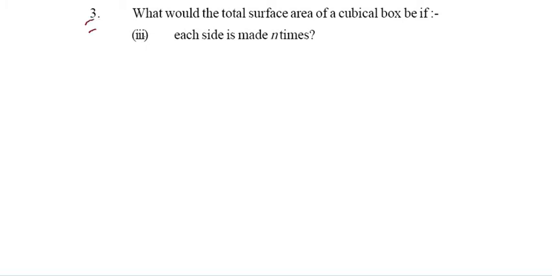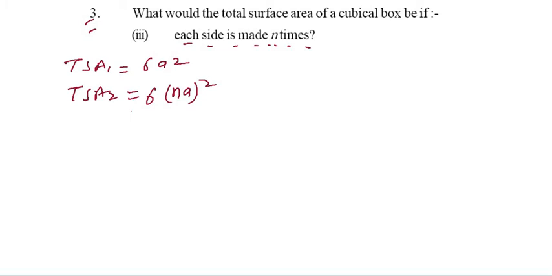That is the third part of this question. Each side is made n times. So you can say TSA1 is 6a square and TSA2, n times, you can say 6(na) whole square. So what will happen? It is 6n square a square. That is the TSA2. Now divide it.